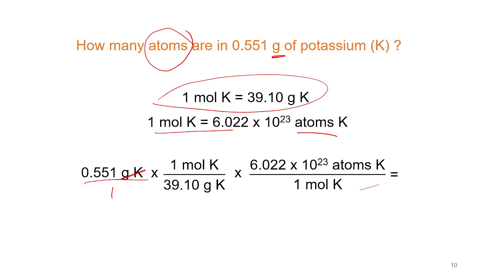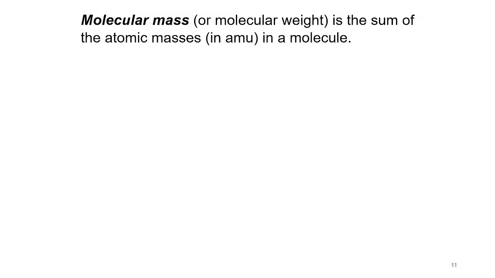So we cancel the grams, then we cancel the mole, so we are left with atoms. We have 8.49 times 10 raised to 21 atoms. As you may see here, the knowledge and the skills acquired in the first part of Chem Zero, which is scientific notation, will be useful for this part of the lesson. Okay? So, moving on to molecular mass.